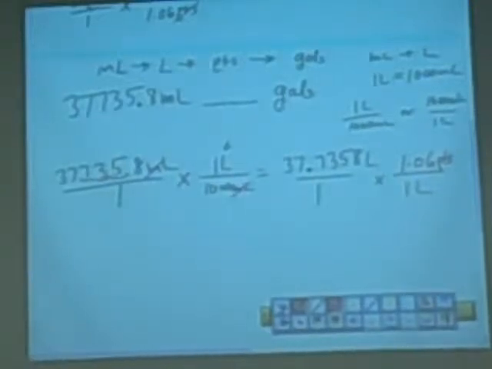So we got to put in 37.7358, and that's going to be times 1.06. Check it. Okay? It equals. Alright, now you want to leave that in your calculator. Okay, so that'd be 39.9948.